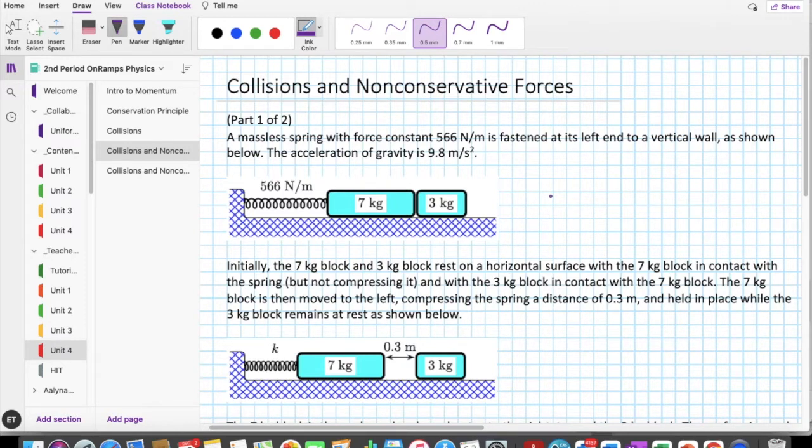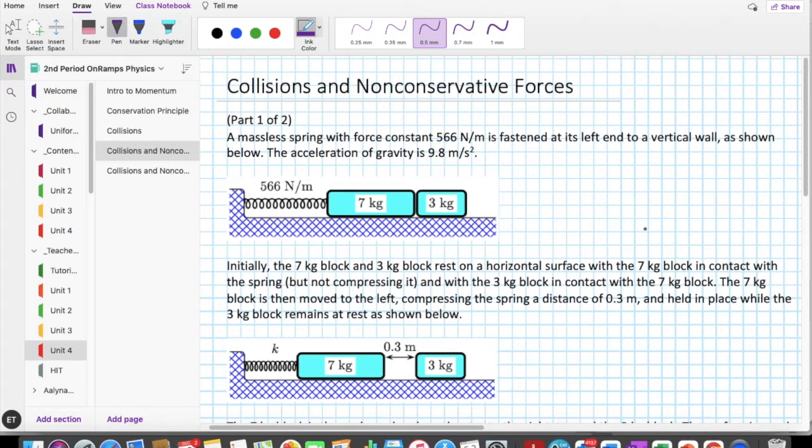It says a massless spring, physics, with force constant 566 newtons per meter is fastened at its left end to a vertical wall, as shown below. The acceleration of gravity is 9.8 meters per second squared. So this is the spring. It's got a force constant of 566 newtons per meter. And so it's attached to this one, but not to the mass, which we'll read right now. So this is the setup right here.